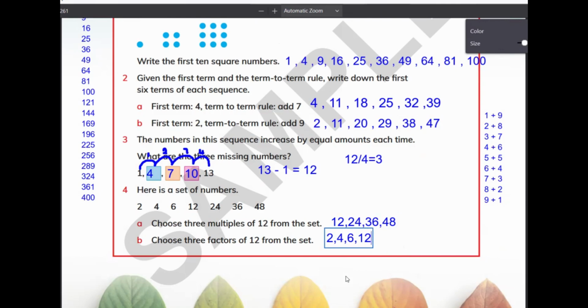Okay, from here, we can see that 12 is a factor of 12 and 12 is a multiple of 12. So we come to one fact: every time and forever, any number is a multiple of itself and a factor of itself. That's it.